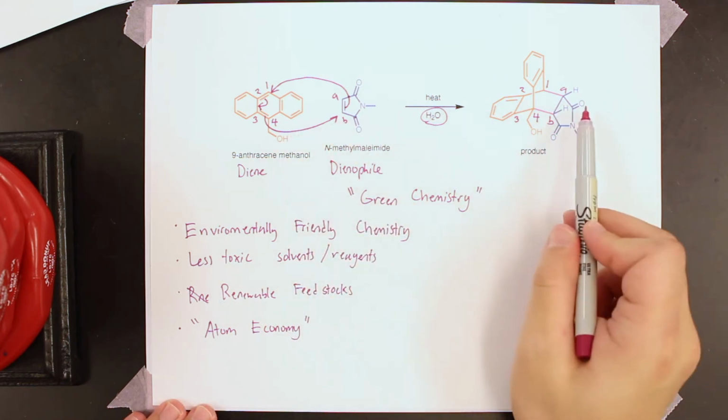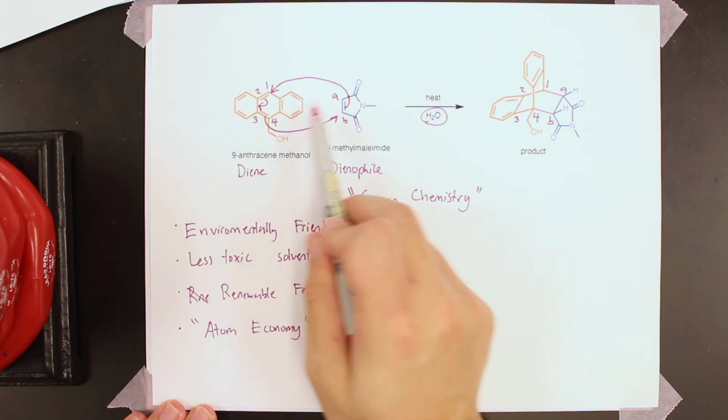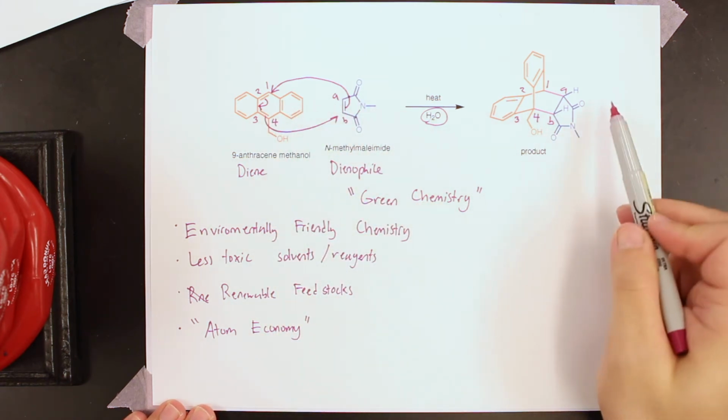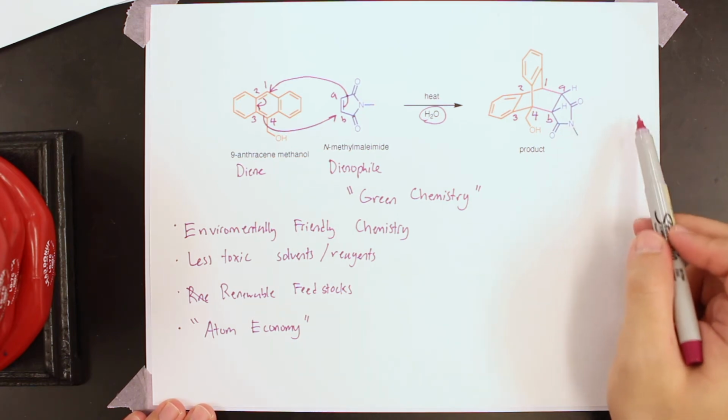So if you look at the Diels-Alder here, you'll notice that if you were to count every single atom in the diene and dienophile, all of those atoms would appear in the product. There would be no excess atoms that are wasted.